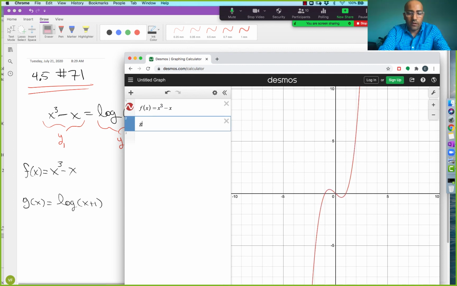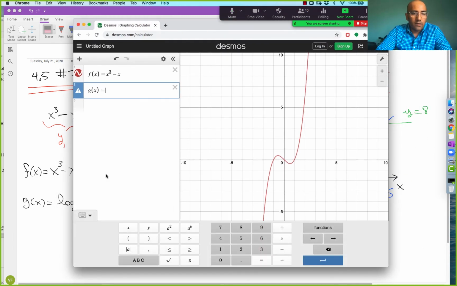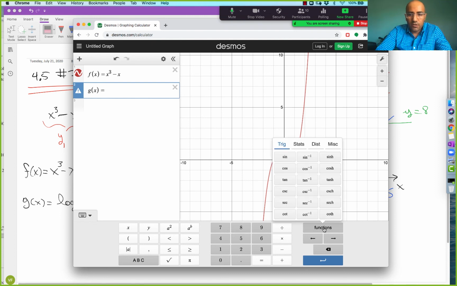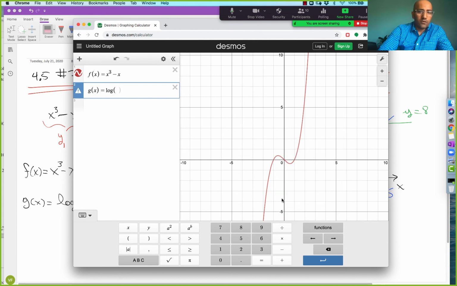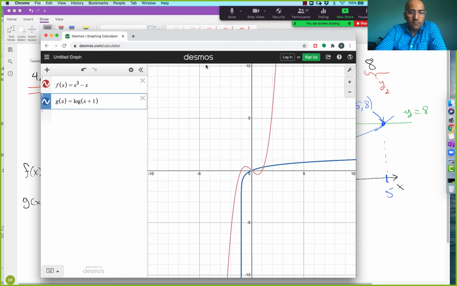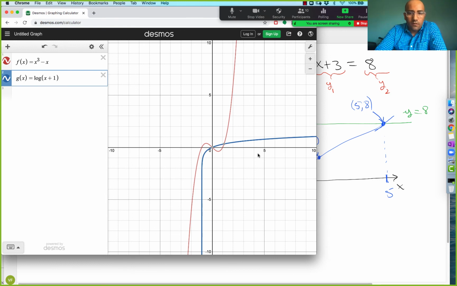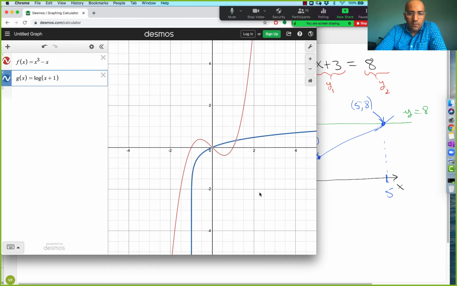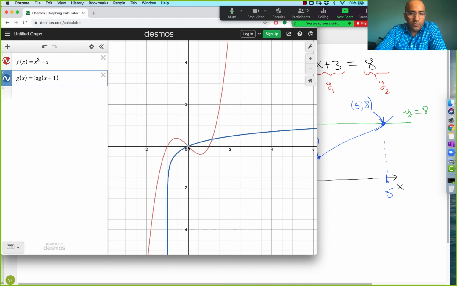And then the other one was g of x equals log. Oops, I need to. So if you're using Desmos, you have to go down here to get the log, under functions, and then miscellaneous, and there's log. And it was just log base 10. So log of x plus 1. Okay, zoom in a little bit. Okay, so it looks like there's going to be two solutions. There's one there, and there's one there.